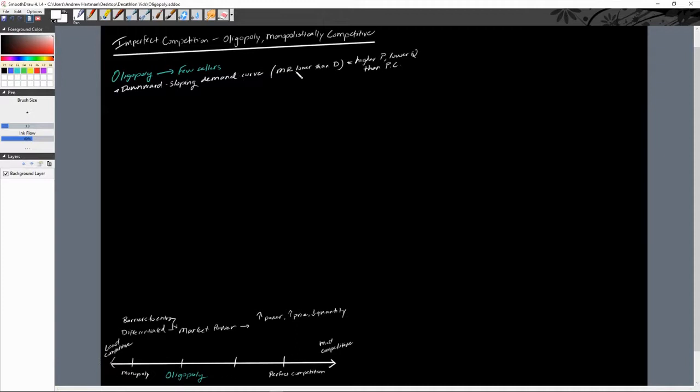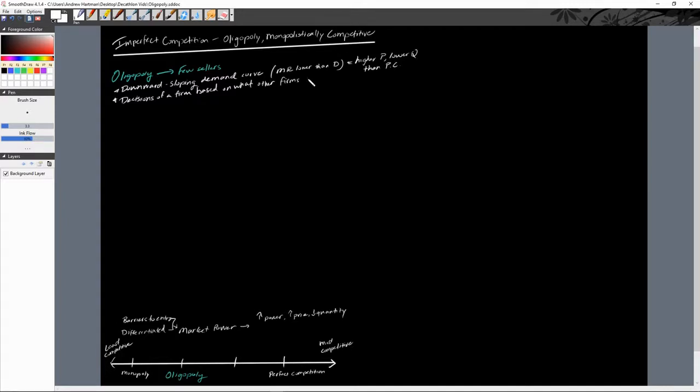So we have a downward sloping demand curve, which means we have marginal revenue lower than demand, which means we have a higher price and lower quantity than a perfectly competitive market. The interesting thing about oligopolies is that even though they have this downward sloping demand curve that monopolies do, they also have to base their choices, their strategy, on what the other suppliers do. So the decisions of a firm in an oligopoly are going to be heavily based on what other firms do, because each firm has a lot of market power.